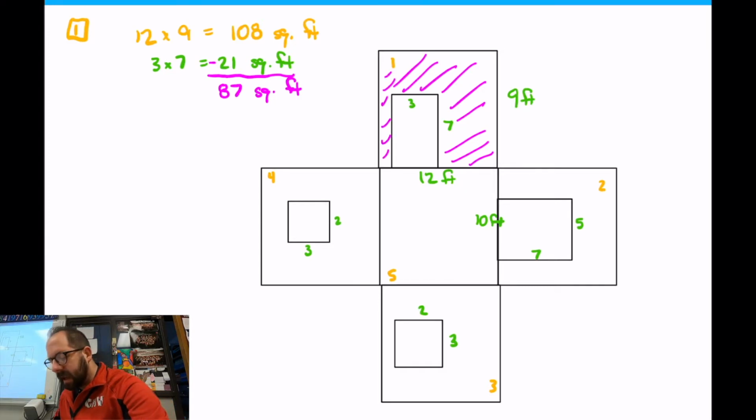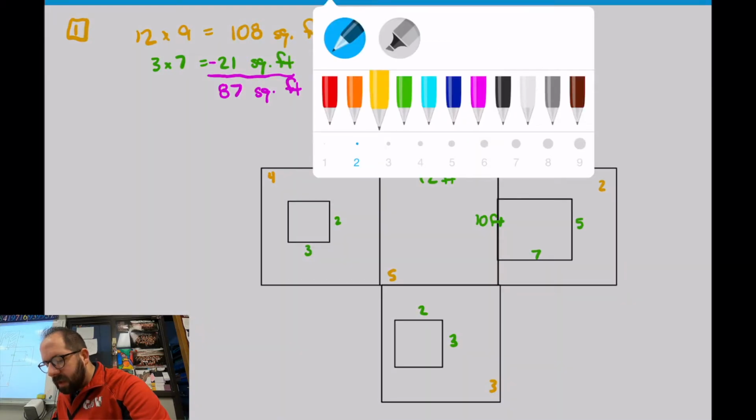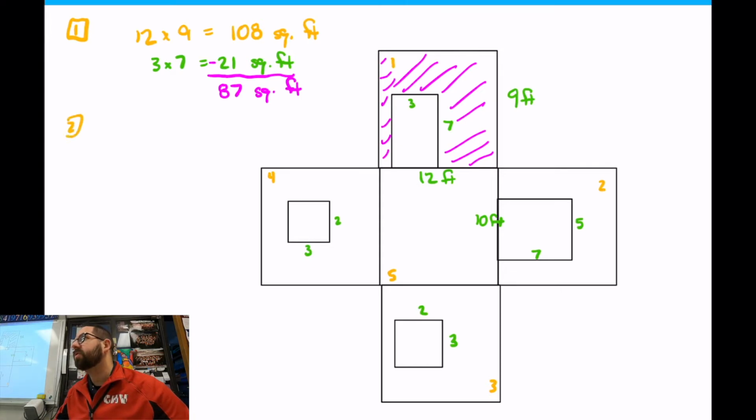If you want me to color code, that's this part right here. That's 87 square feet of coverage.